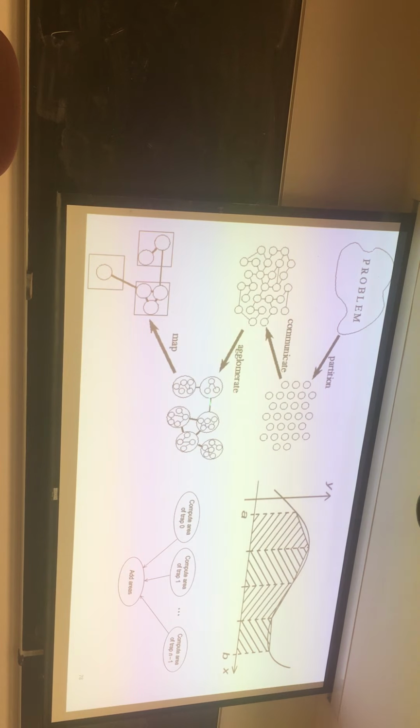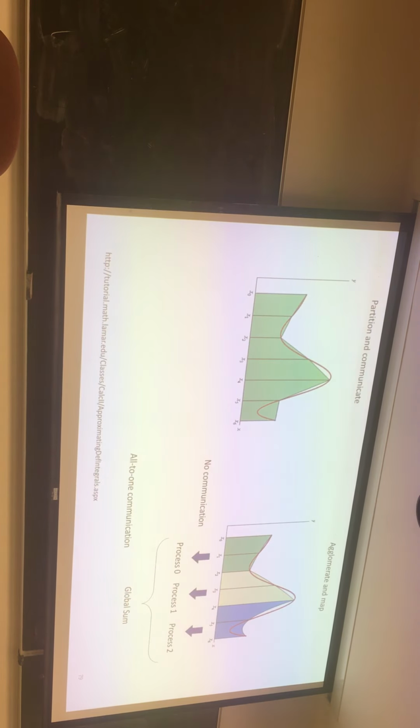Then let's agglomerate them into composite tasks. Let's say you have millions of small trapezoids, but you only have 10 processes. What you can do is combine the adjacent trapezoids into one composite task, and they can communicate within themselves. Then after they have a partial sum, they can just add them up to a global sum. So this is another way to explain that process.